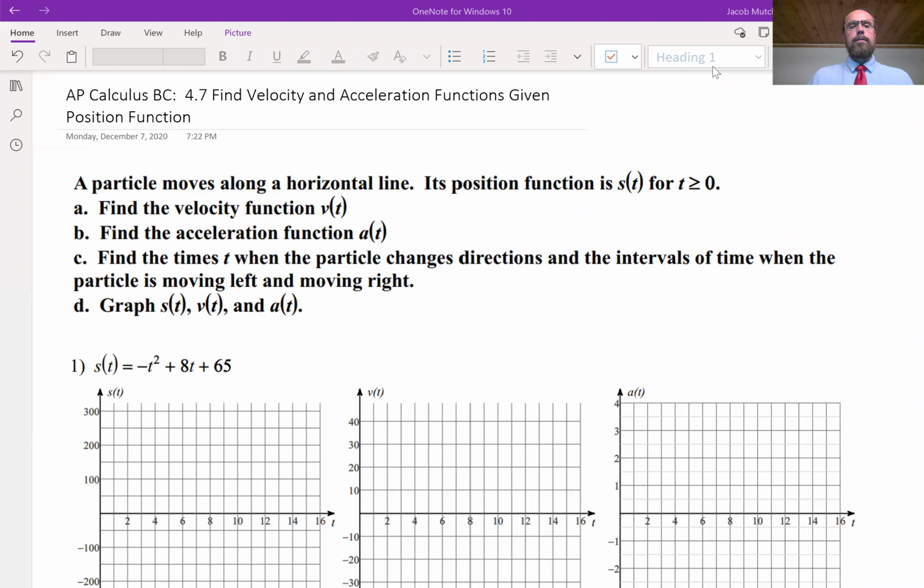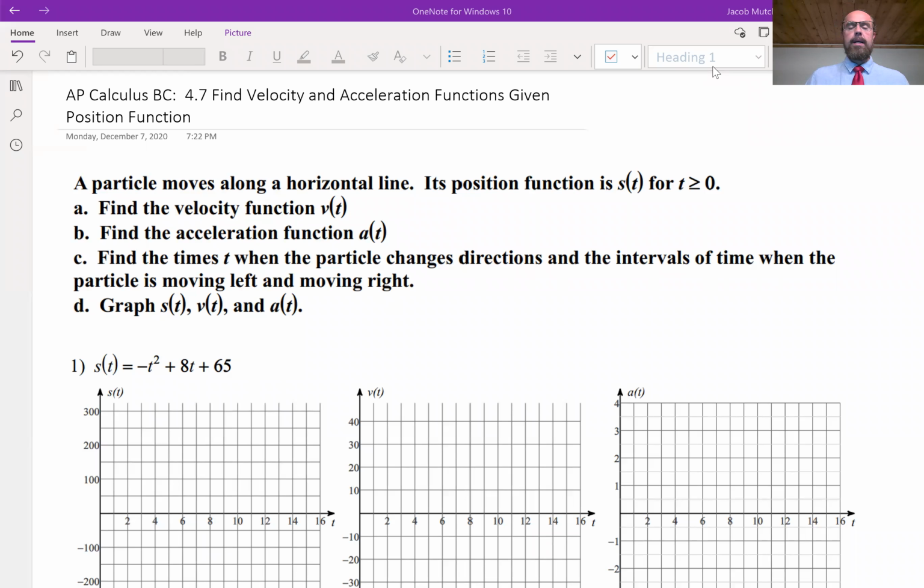And we want to do four things. We want to start off by finding two different functions based on the position function. We want to find the velocity function. We want to find the acceleration function. So let's do that first.